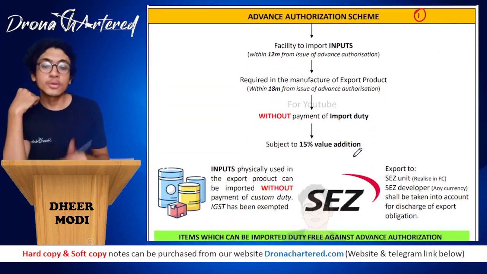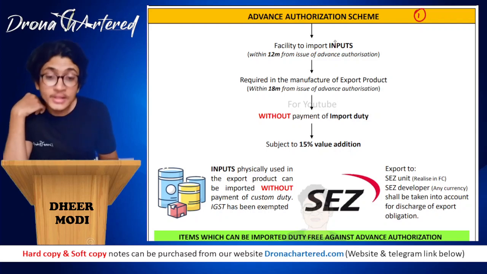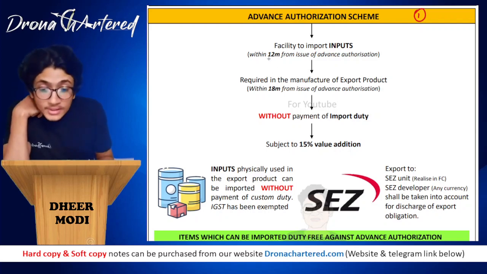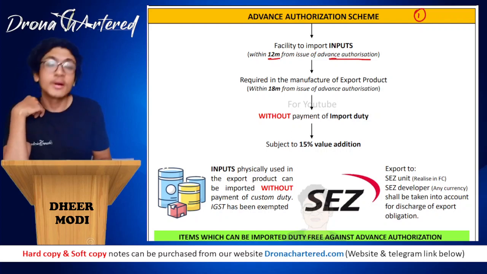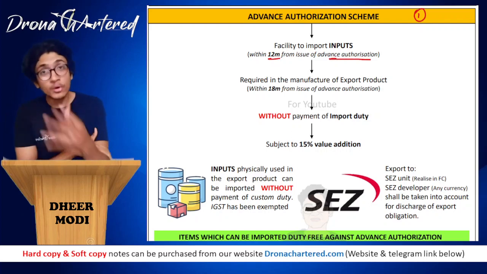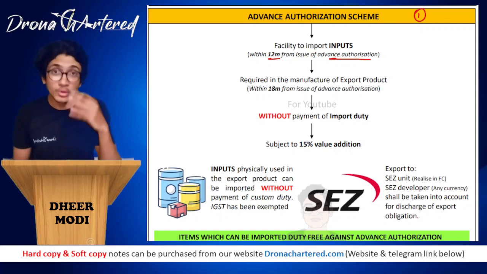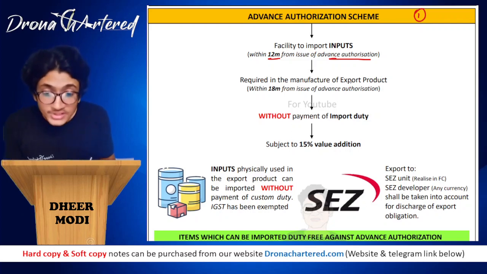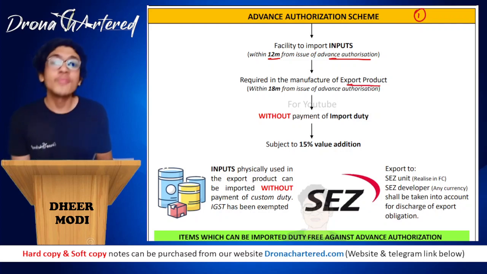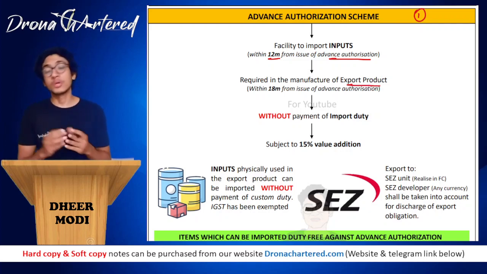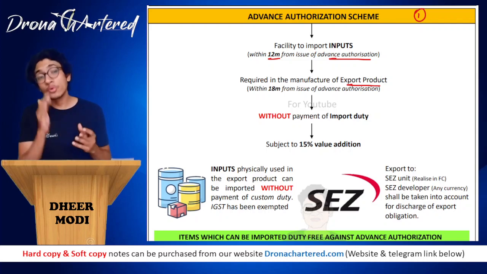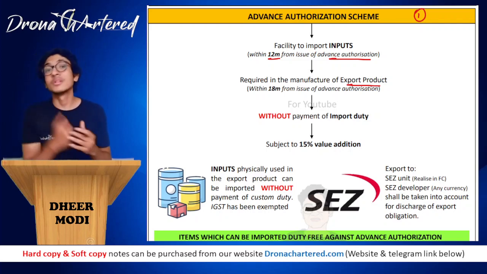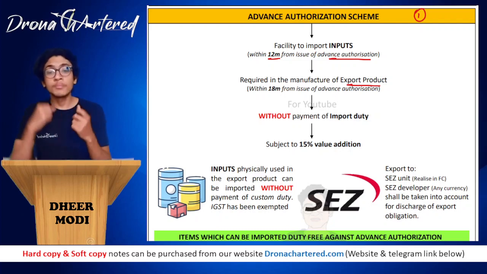Now what is your advanced authorization scheme? It is a facility to import input. You will be allowed to import inputs within 12 months from issue of your advanced authorization. So you will take an authorization beforehand, and for the next 12 months you will be allowed to import inputs which are required in the manufacture of export products. So you are making any product which needs to be exported outside India, but to make that product you need some import. You need some item which is outside India. So you will be allowed to import that item.